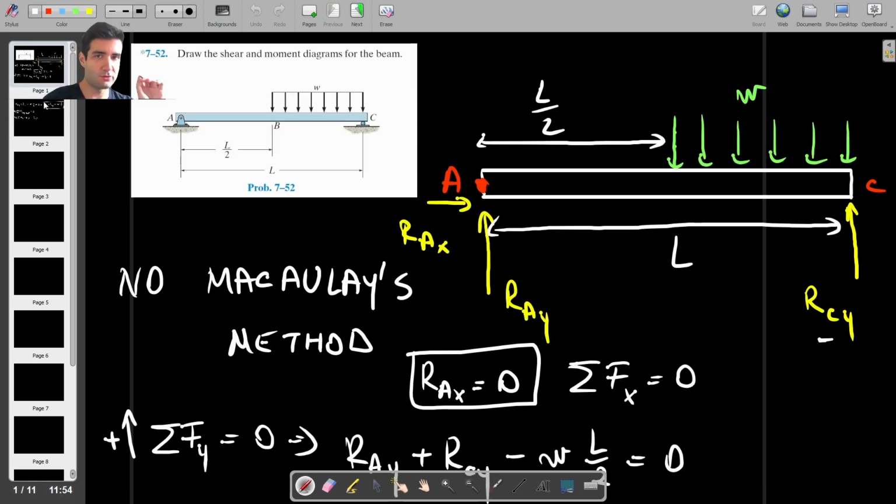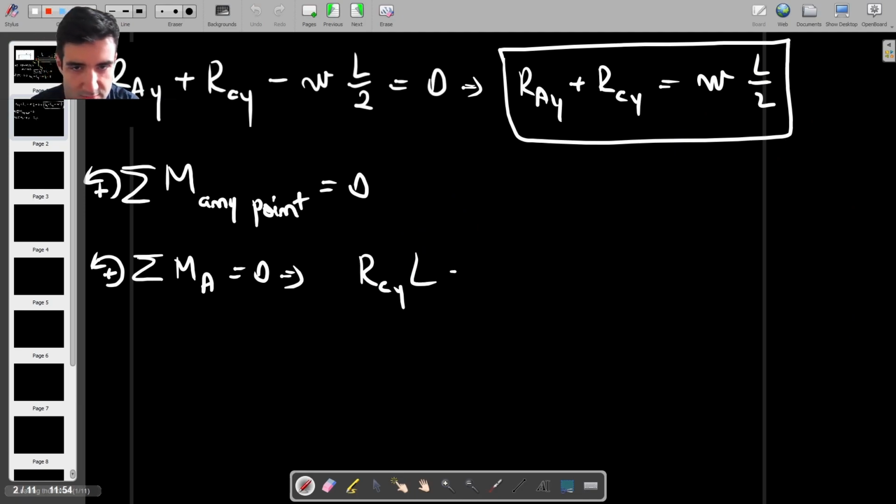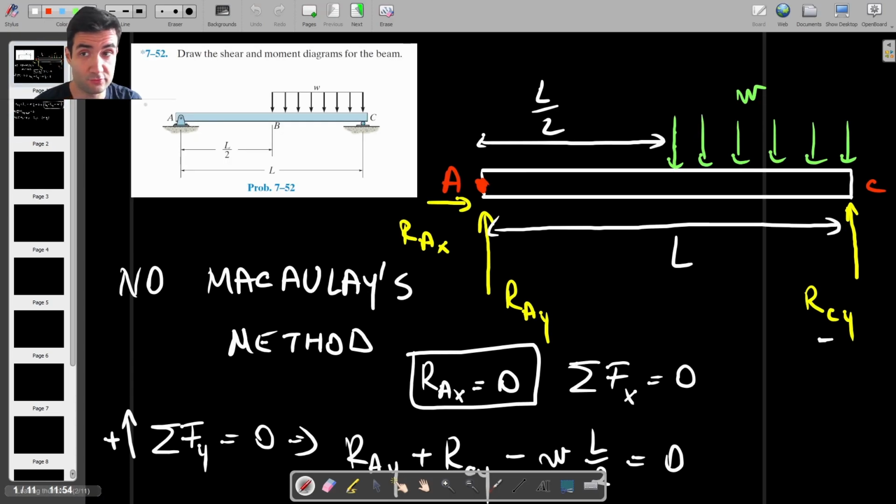Okay, and then we also have the clockwise moment this time, right? Because if you imagine that this point A is a hinge and the bar is actually a door, that green distributed load would rotate the door clockwise. So that would give us minus WL over 2. So that's the force, but now we have to find the moment arm.